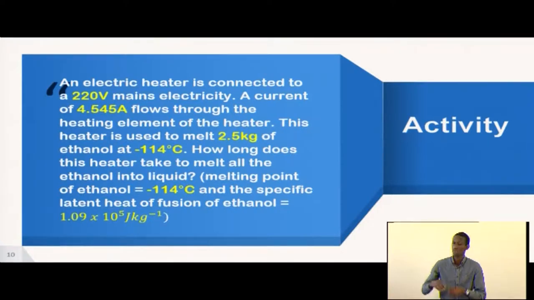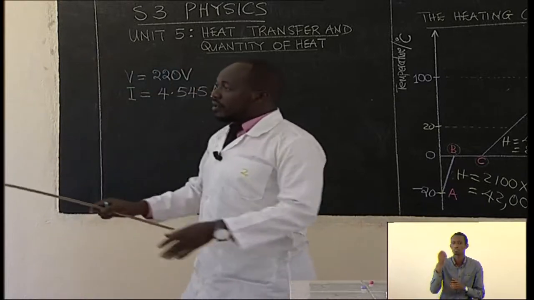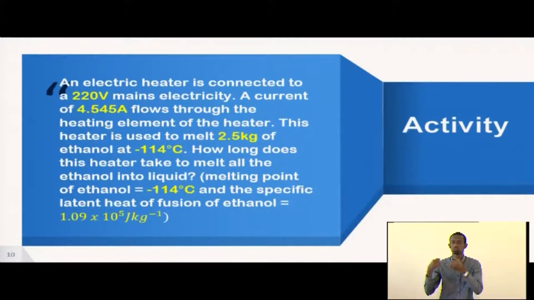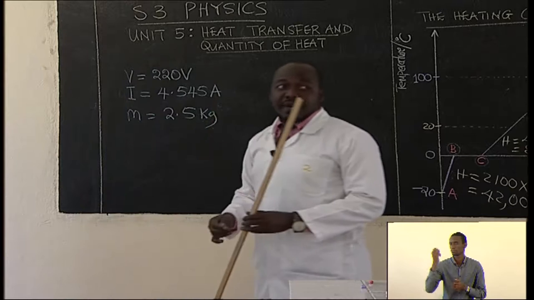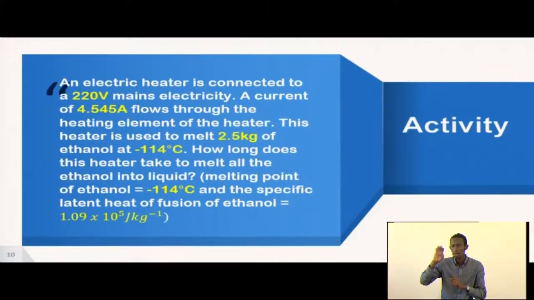An electric heater, remember, changes electric energy into heat energy, and is connected to a 220 volts mains electricity. So what does it mean? It means that V is equal to 220 volts. I want to organize my work like this. A current, and remember the symbol is I, of 4.545 amperes flows through the heating element of the heater. This heater is used to melt 2.5 kilograms. Now, what is 2.5 kilograms? It is the mass. So the mass is 2.5 kilograms, to melt ethanol at negative 114 degrees Celsius. Because we are talking of melting, there's no need for us to consider the temperature. They are just giving us information, but we shall not use it because we are only looking at melting.